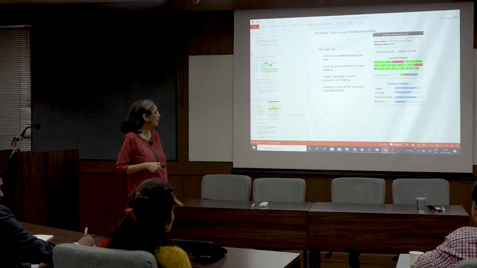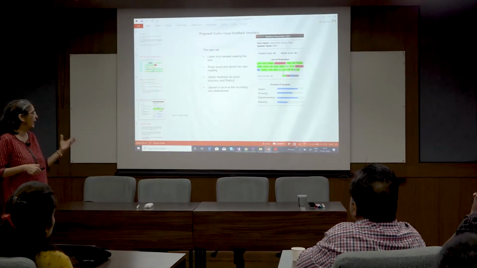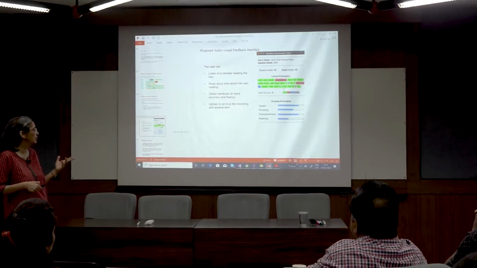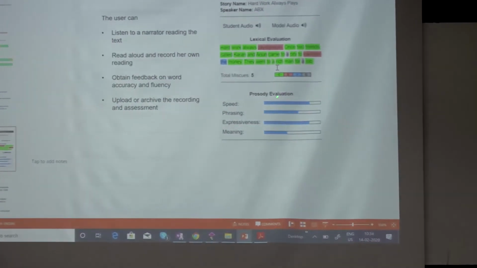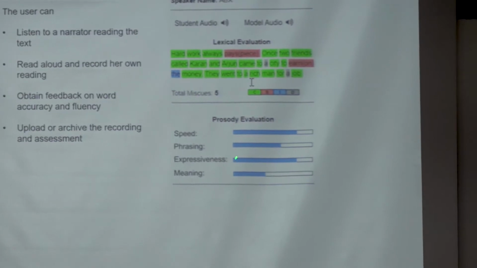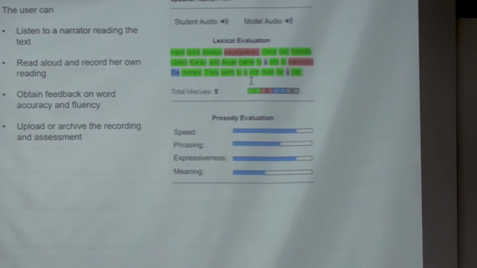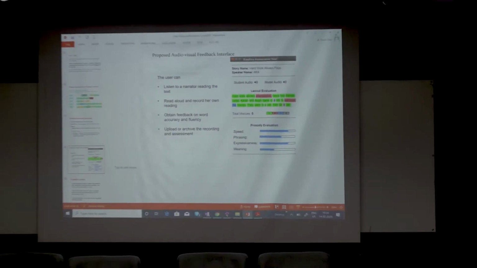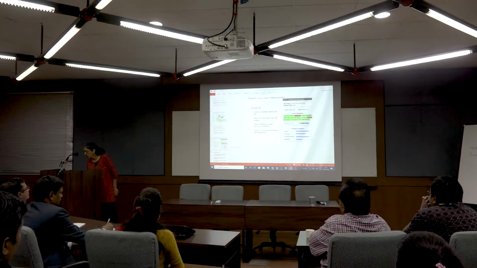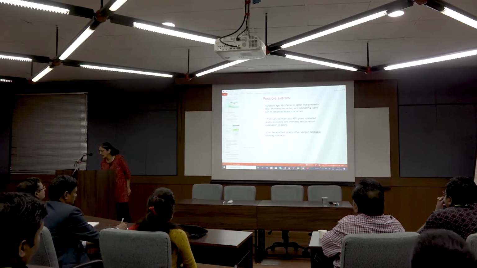We show the speed of the child, which maybe would have been normal, so this is a little higher than normal. Phrasing is quite good, not that perfect, and so on. This is of course a mock-up, so I'm not interpreting all of this, but I'm just trying to show you where we are trying to go. Okay, so that's more or less about the project.